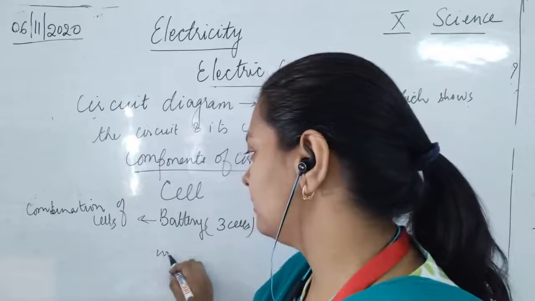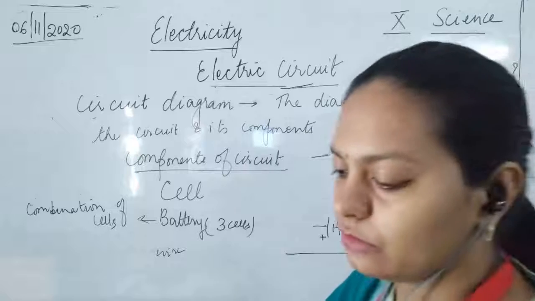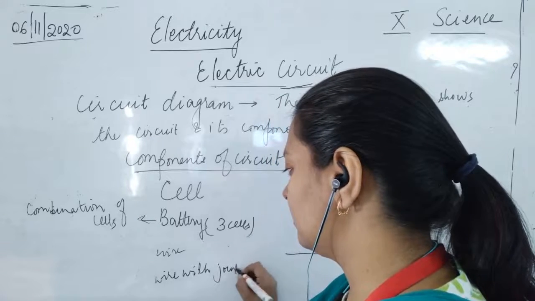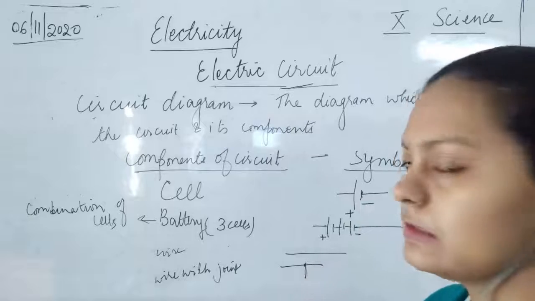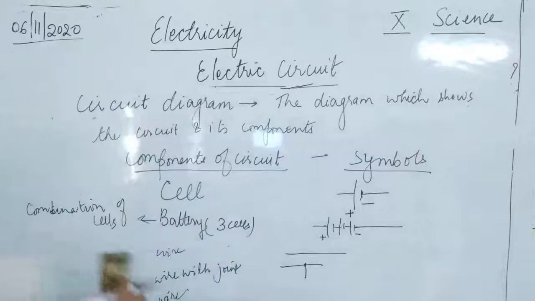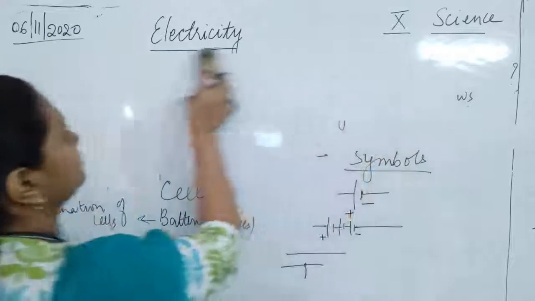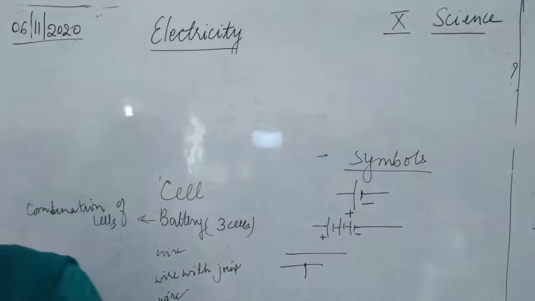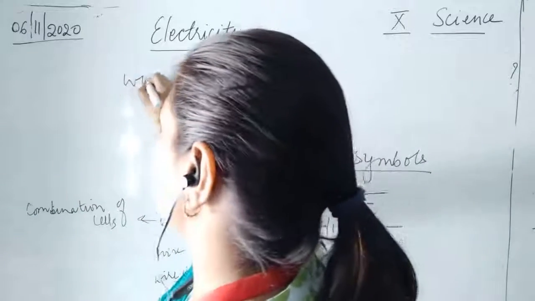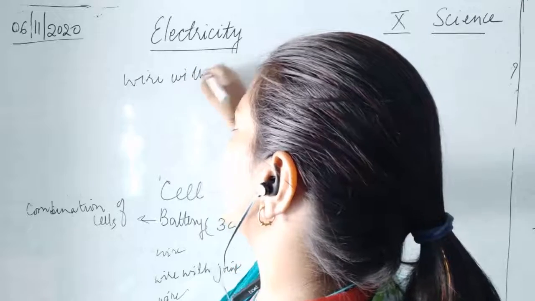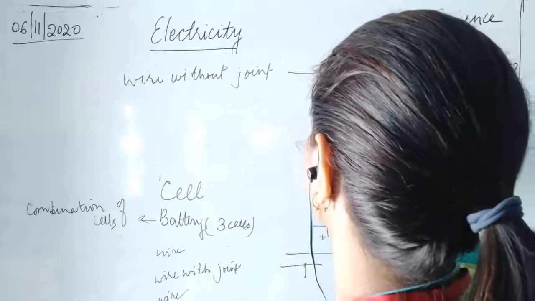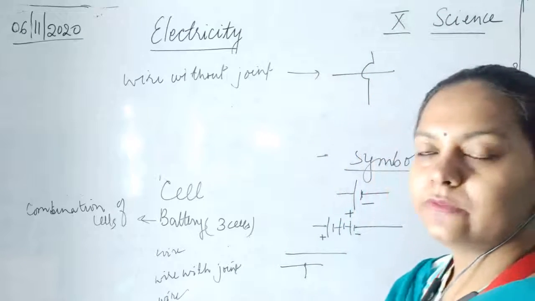Now the next is wire. How will you draw a wire? You can draw a straight line. Okay, a straight line. Then wire with joint. How will you draw a wire with joint? Like this. Okay, wire without joint. I will draw it here. So this is wire without joint. How could you draw this? We can draw this like this. Okay, wire without joint is done.